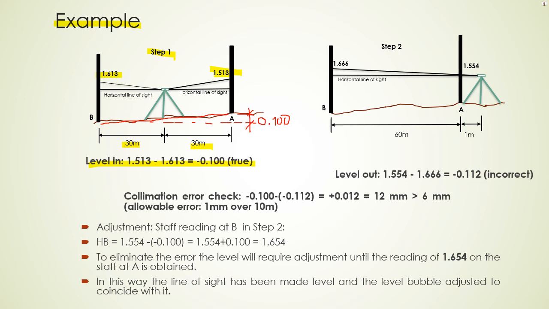Point 0.1 meters going down, so then it is indicated by minus. Step number 2. So then we just move the instrument to close to point A and you take the readings again. The same order, point A first.